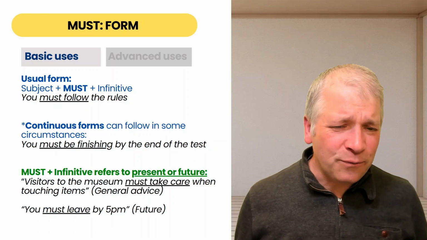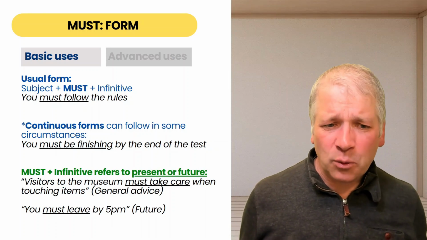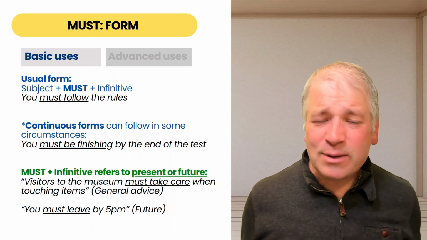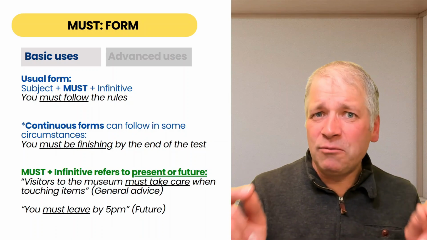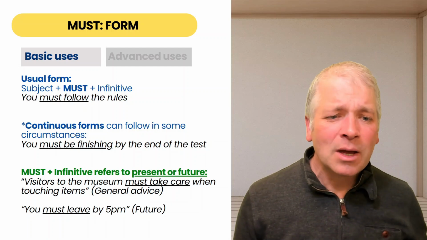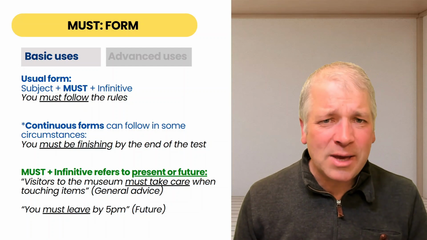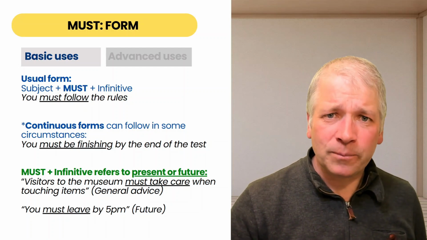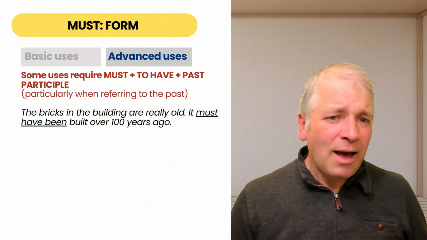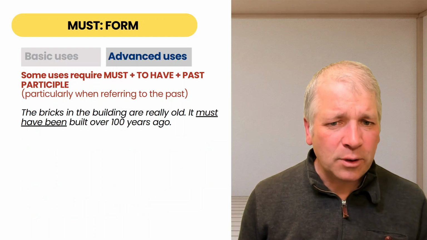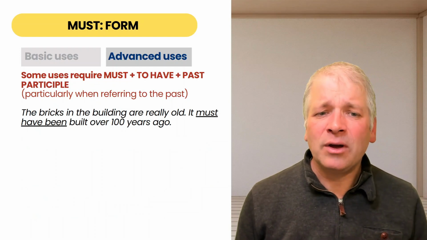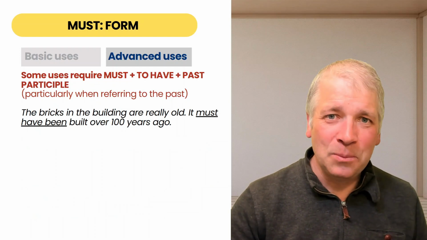And must with infinitive can refer to the present or the future. So if I say visitors to the museum must take care when touching items, that's giving general advice, present. But if I say you must leave by 5 p.m, then I'm referring to the future. Must, have and past participle often, but not always, refers to the past. It must have been built over 100 years ago.